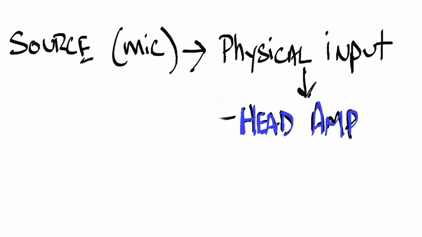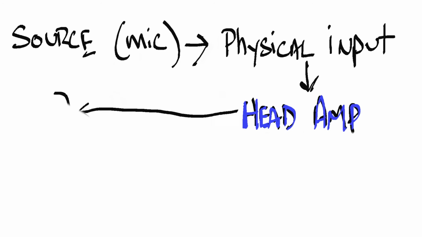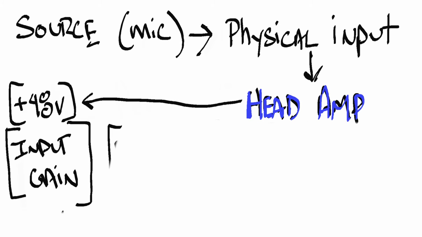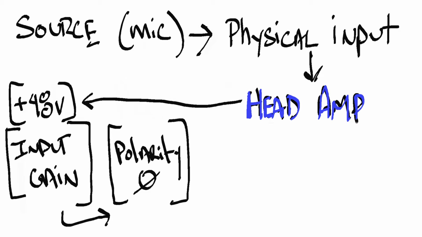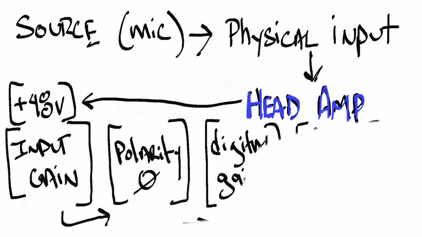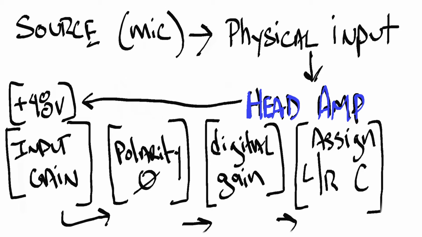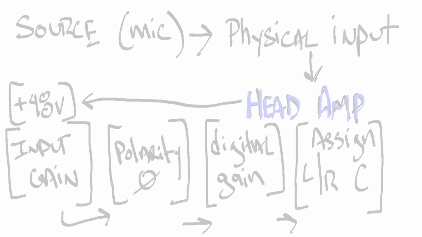The first thing to decide when connecting any source to a mixing console is whether that source needs phantom power. After that, we have our input trim or input gain, usually followed by a polarity reverse option. Next, you'll typically find your digital gain control, followed by the master assignment section for left, right, center, and mono assignments. So let's take a look at each one of those sections in more detail.